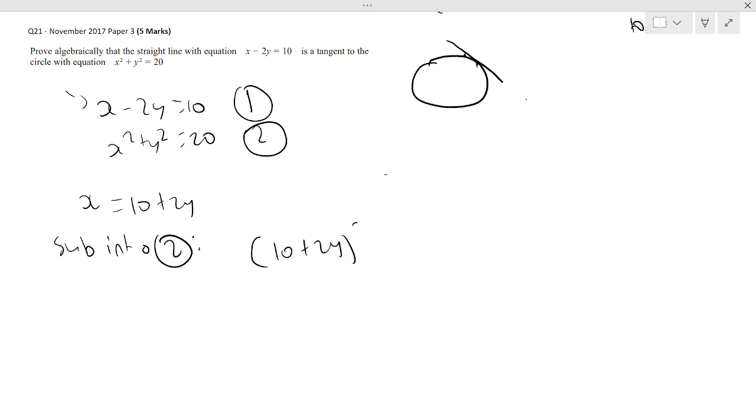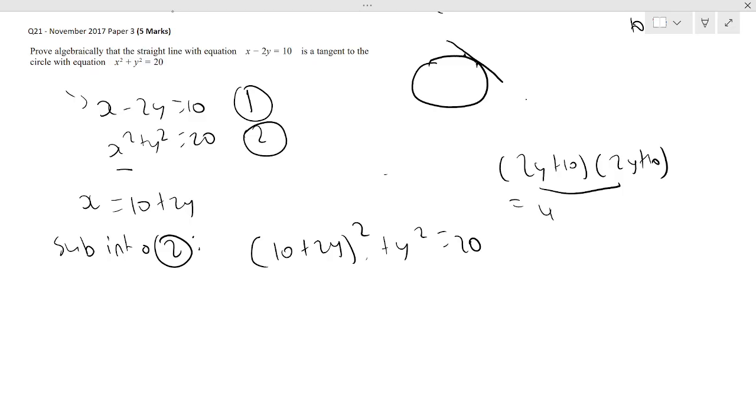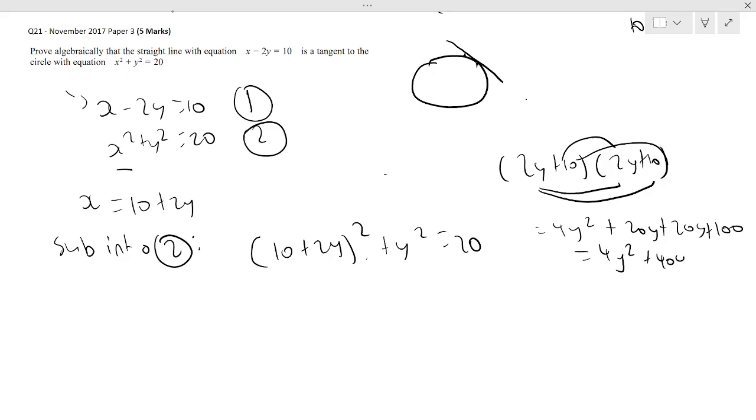Substitute it into 2, so x is 10 plus 2y, and then we square it, because it's x squared here, and then we add the y squared, and that's going to give us 20. Now this is a quadratic, but we have to expand it. So (10 plus 2y) squared is 10 plus 2y times itself, and you can use FOIL. 2y times 2y is 4y squared. 2y times 10 is 20y. Then 10 times 2y is another 20y. And then 10 times 10 is 100. That simplifies to 4y squared plus 40y plus 100.